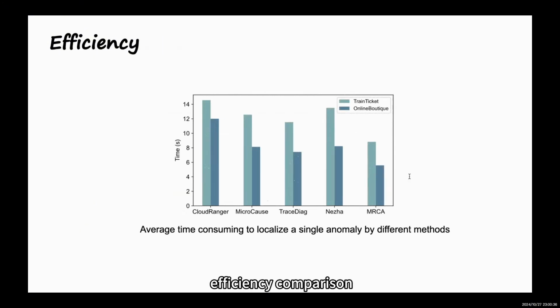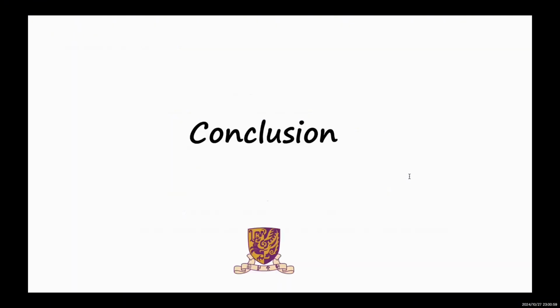The efficiency comparison. MRCA provides the abnormal services list at the AD stage, which reduces the RCL's processing time. What's more, pruning and timely termination of the expansion of the causal graph can improve efficiency.